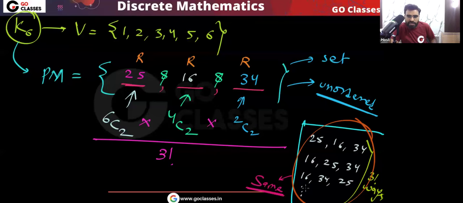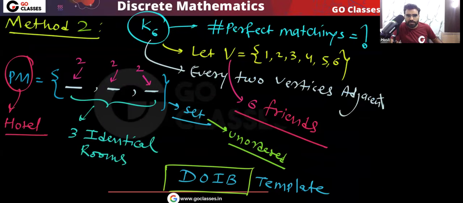To order them, I can say. But a set is unordered, so all these 6 orders, all these 6 permutations are basically the same. Correct? So that is the reason we are dividing by 3 factorial. That's it. I hope you understood. Is this clear? Let me know.